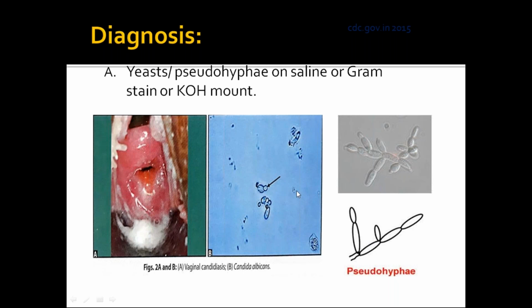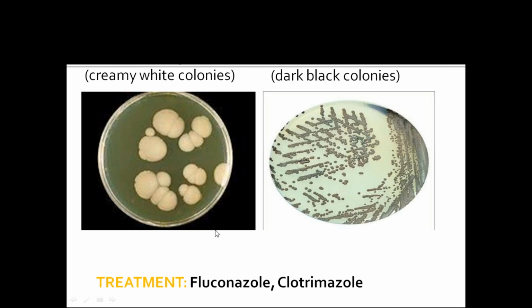So these are typical of Candidal infection. You can diagnose in colonies. You can see these creamy white colonies and dark black colonies. So these are the colonies that you see in Candidal infection. Okay. So fluconazole and clotrimazole are the treatment of choice.